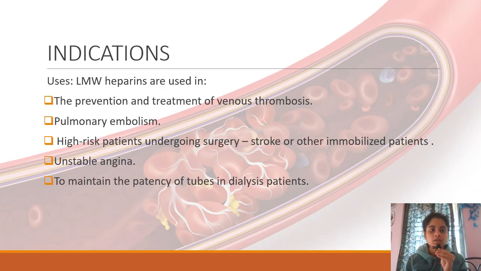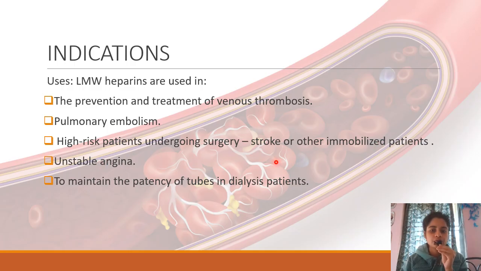Okay. Coming to the indications, same indications. Based upon the condition of the patient, we give LMWH or heparin. Okay, for DVT prophylaxis, prevention and treatment of venous thrombosis, pulmonary embolism, and high risk patients who are undergoing surgery, such as stroke or other immobilized patients.